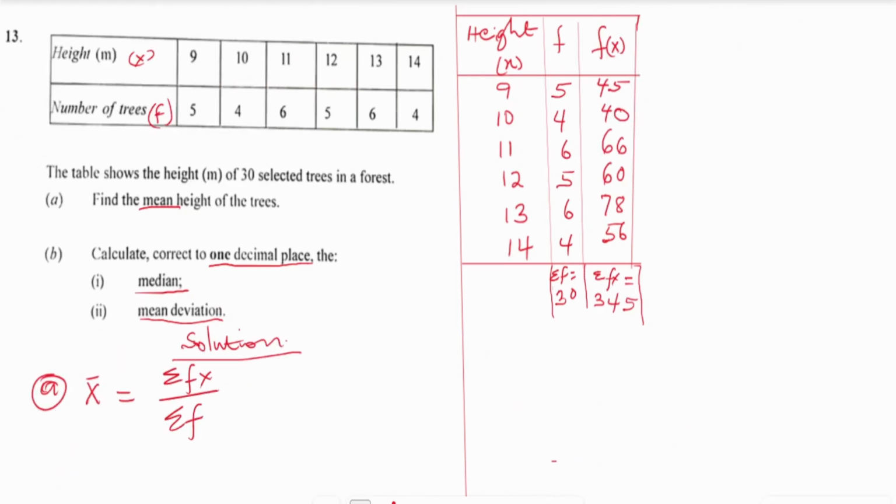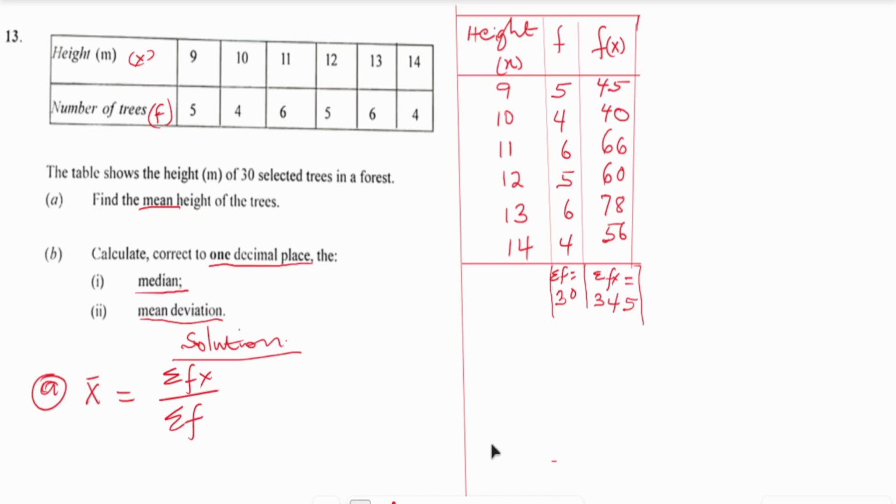Alright, so I have my table here showing the two columns that are already in the question, and now I did the fx, which is the frequency times the height for each tree. Those products gave me each of the numbers in the fx column here. The sigma f is simply the summation of all these numbers, and the sigma fx is the addition of all these numbers.